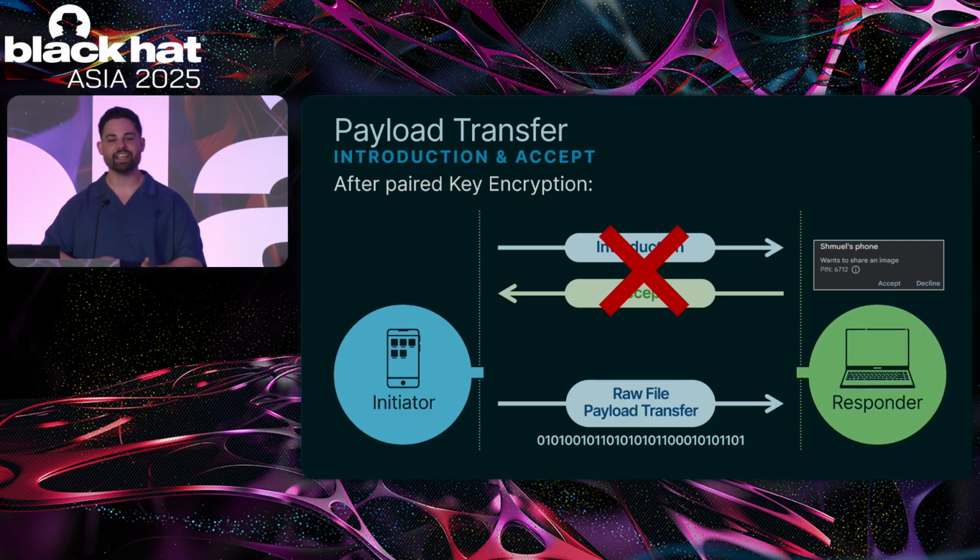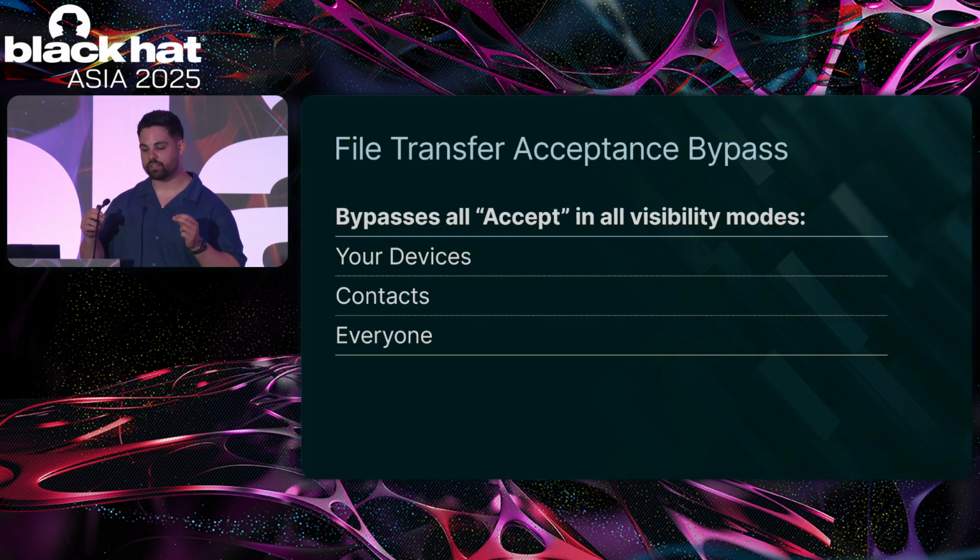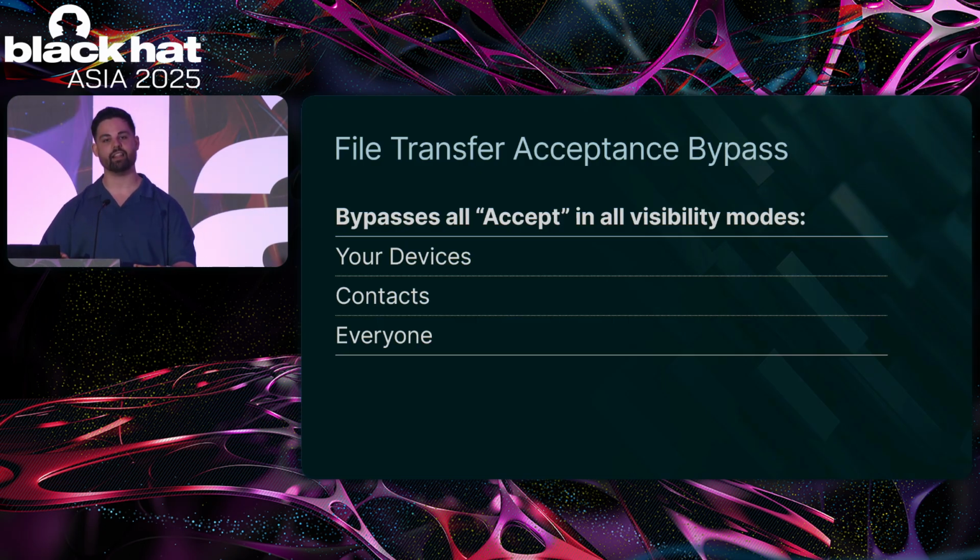We could just place a file in a victim's downloads folder without any need for the victim to accept, and this even bypassed all device visibility modes. Even if the victim device was set to receive files only from devices that are linked to the same Google account, we could still just immediately place a file in its downloads folder.